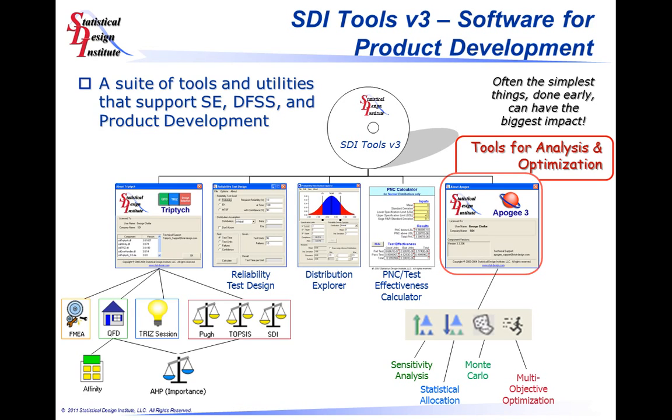The SDI Tools software has been developed to support systems engineering, design for Six Sigma, and product development activities. The tool set includes the Triptych tool and the Apogee tool as the two primary tools within this suite. Additional tools that are available include the Reliability Test Design tool, Distribution Explorer, and the PNC Test Effectiveness Calculator. The Apogee tool, which is used primarily for analysis and optimization activities, includes a sensitivity analysis tool, a sensitivity statistical allocation tool, Monte Carlo, and multi-objective optimization tools.